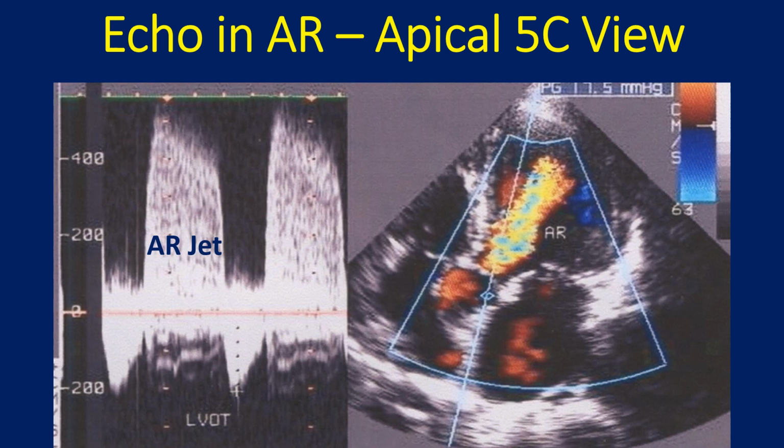Apical 5-chamber view in the left panel shows color Doppler image of aortic regurgitation with a wide multicolored jet originating from the closed aortic valve into the left ventricle. From extent of the AR jet into the left ventricle, it is moderately severe AR.